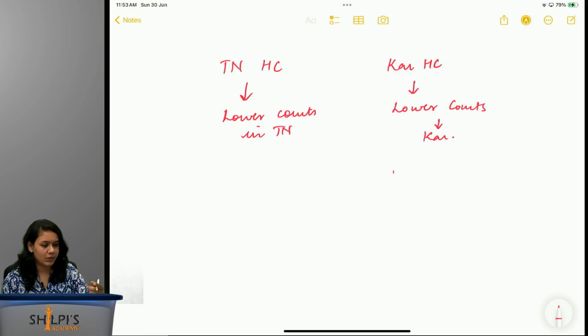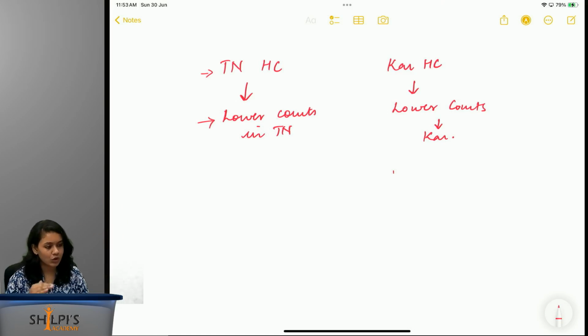So let's say that you decide to go to a court in Tamil Nadu. You go on appeal to a high court. Then which high court will you go to? First you'll go to the court in Tamil Nadu. Then you can only go on appeal to which court? Tamil Nadu High Court. Can you go on appeal to Karnataka High Court? No. Within your state only you're going up. Then from the High Court only you're going to the Supreme Court.